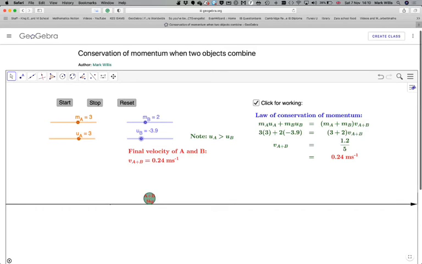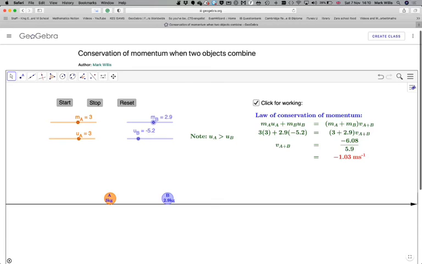It won't because they don't have the same masses. Let's just reset that a minute and then make this even smaller. So basically, if we make the masses the same, then this time it should definitely go in the other direction. Yeah, that's right.